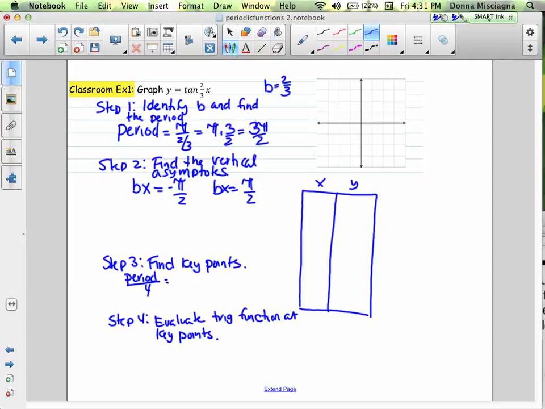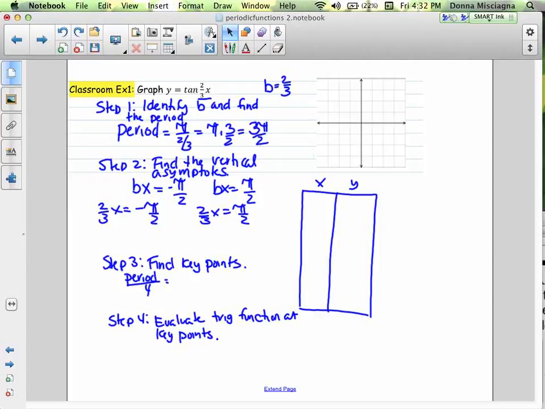So we want to find the vertical asymptotes. We're going to set bx equal to negative pi halves and bx equal to pi halves. And it is bx. So bx is right there, 2/3 x. It will always be bx, and it will always be equal to negative pi halves, and it will always be bx equal to pi halves. So we have 2/3 x equal to negative pi halves, and we have 2/3 x equal to pi halves.